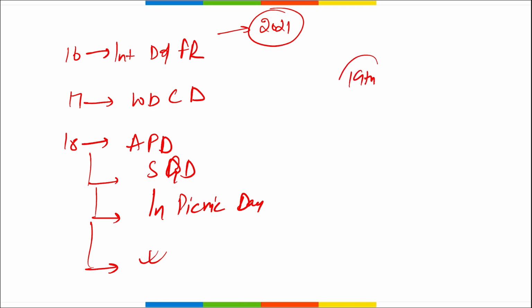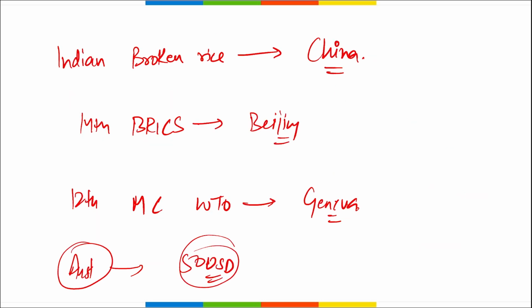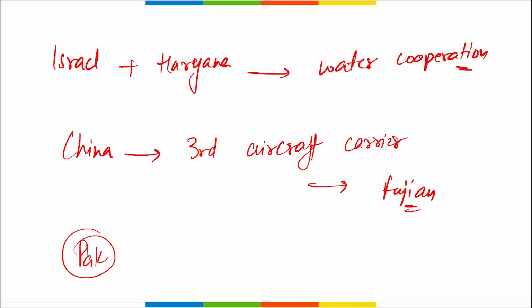19th of June is observed as Father's Day. Then an important one, 21st of June. What do we observe on 21st of June? It is your International Yoga Day. So these are some of the important days that I want you to remember before moving on to the MCQ part. These are some current affairs that are important, and you just have to go through them because there is a high chance of being asked them.